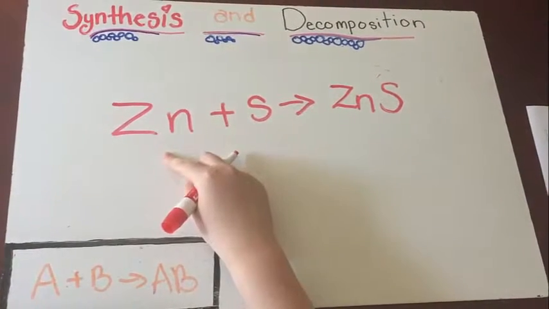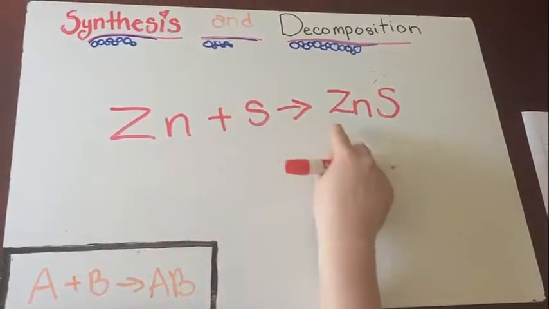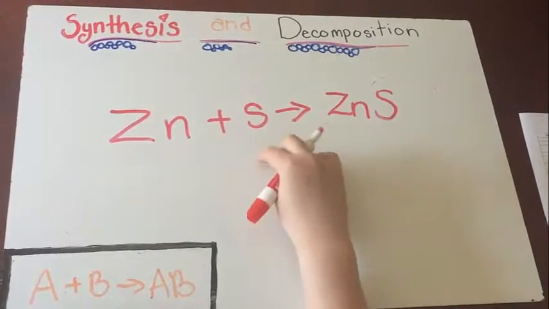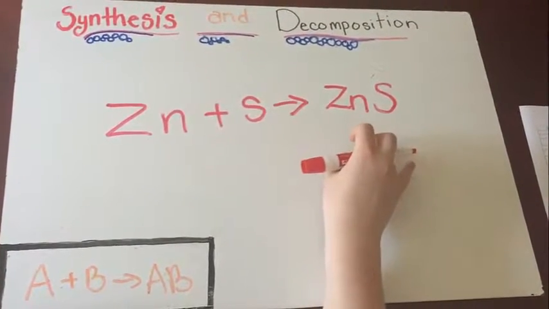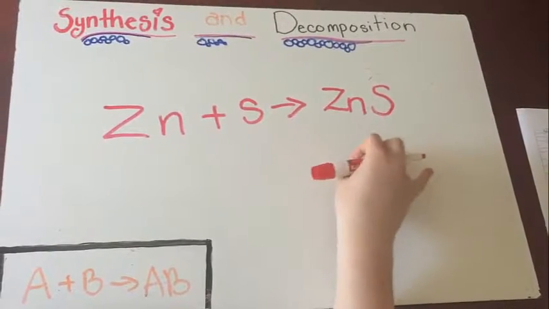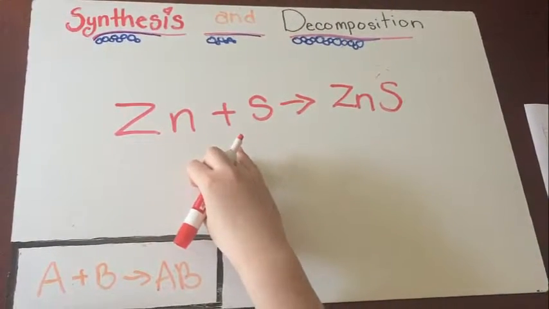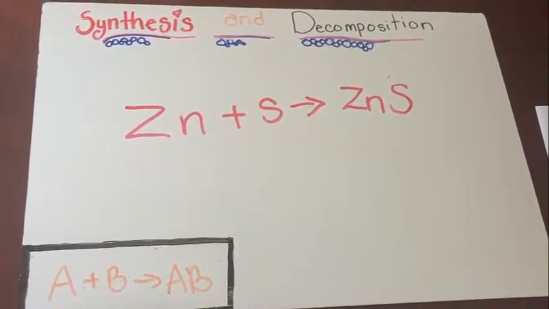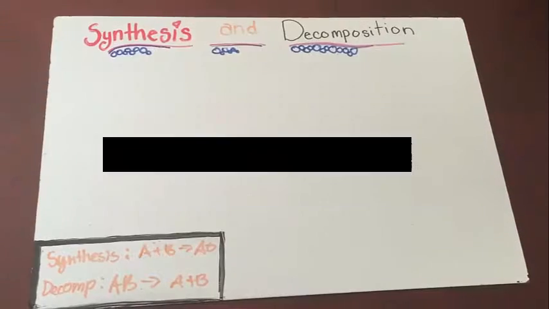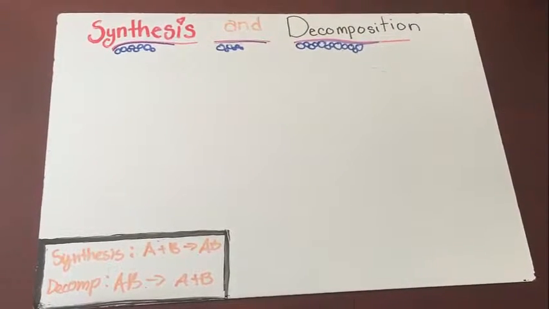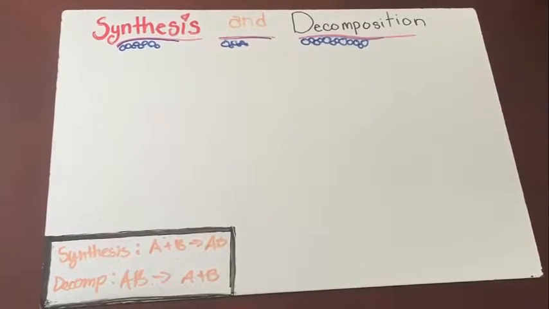Because we have one zinc atom on this side and one zinc atom on that side and one sulfur atom on this side and one on that side, we have a balanced equation, and that is a completed synthesis reaction equation. Now that you know how to do synthesis and decomposition reaction equations, let's try some practice problems.